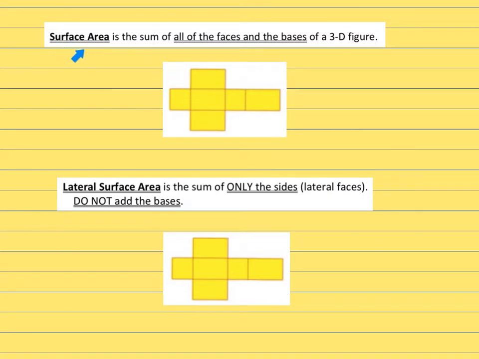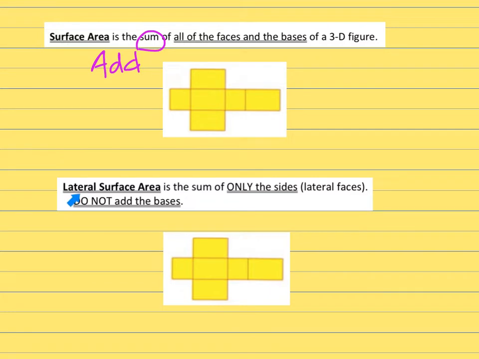Surface area is the whole shape itself. So I'm going to take the sum of all the pieces. I'm going to do the faces that make up the sides, and then the bases, which make the top and the bottom. And remember, sum is a vocabulary word that means add. I'm going to add that to the sentence just to make sure everybody knows what it is.